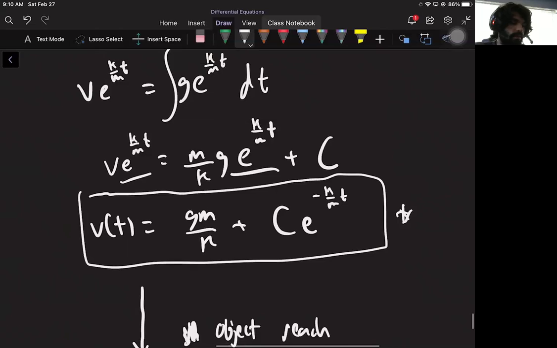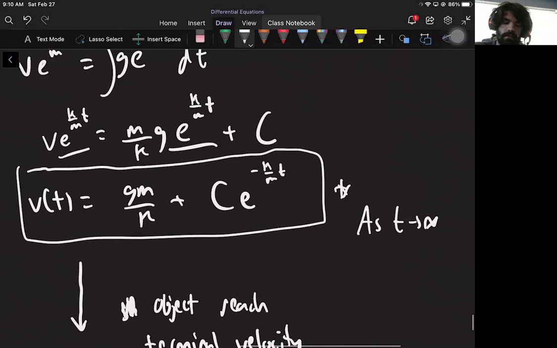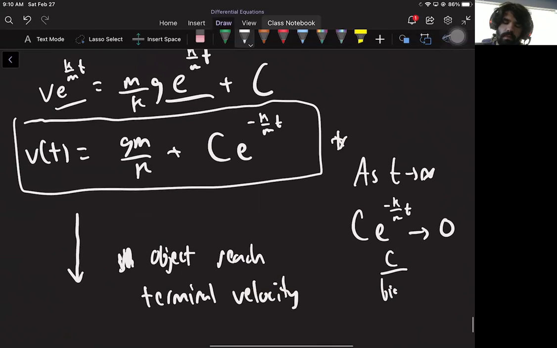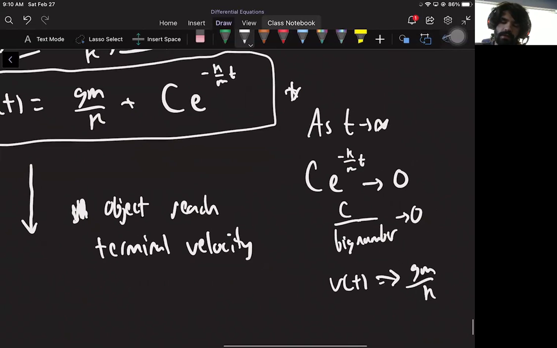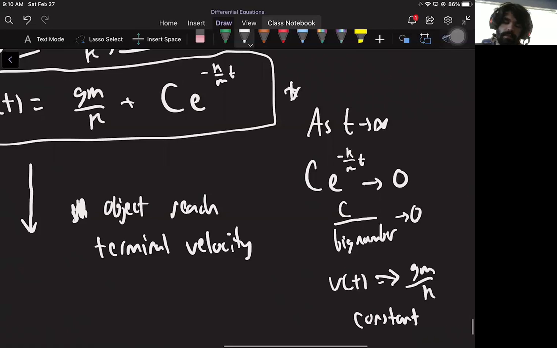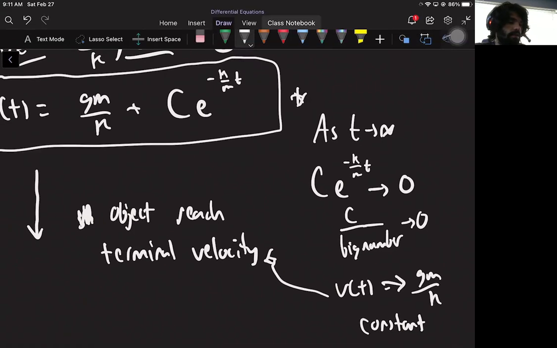It does, because as time goes on towards infinity, this thing here has a negative exponent power. This is going to go towards zero because you're getting C over a big number that just gets bigger and bigger. So it's going to go towards 0. So then the velocity is just going to approach this other number, gm over k, which is a constant. And this is the terminal velocity here. So this is what should happen when there is air resistance, and it does happen. So it's good to know.